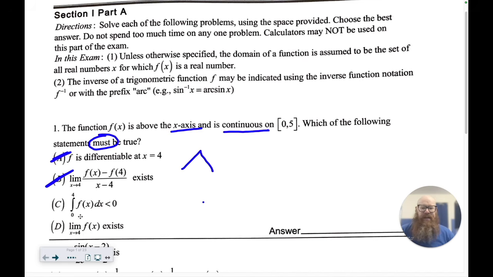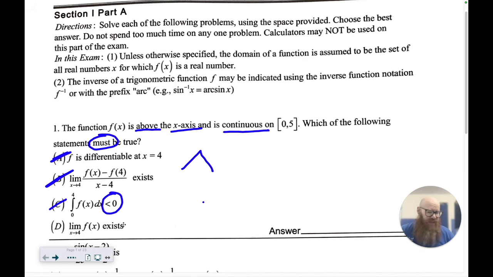Now, this is the integral from 0 to 4. The integral is the area under the curve and above the x-axis, or above the curve and below the x-axis if it is below the x-axis, and that would be a negative value. But this says that it's always above the x-axis, and this is saying that it's less than 0. So that's a contradiction, so that one's wrong.